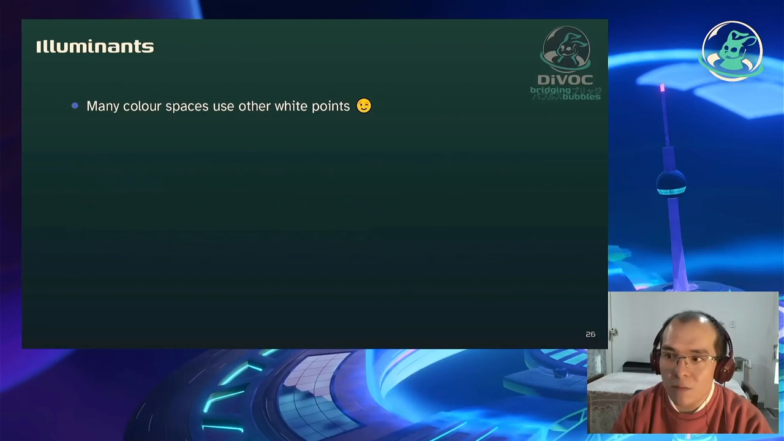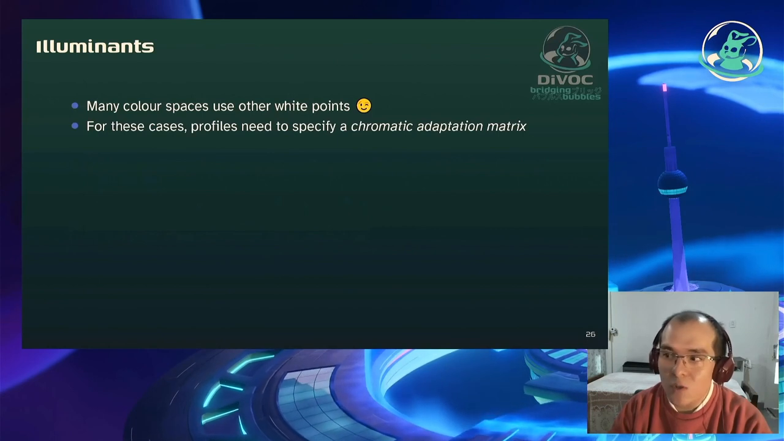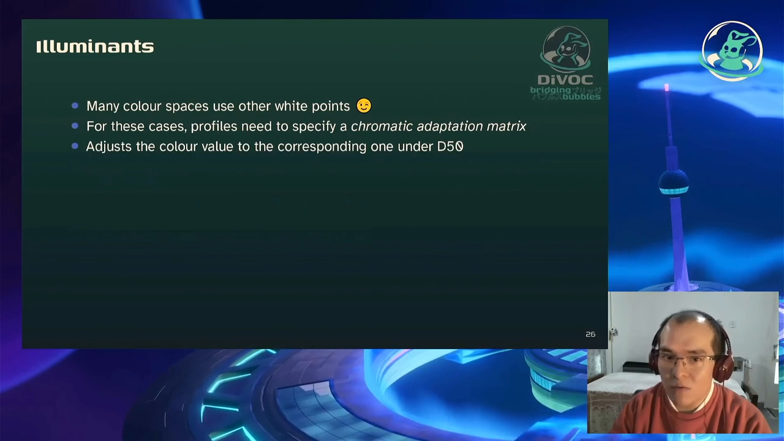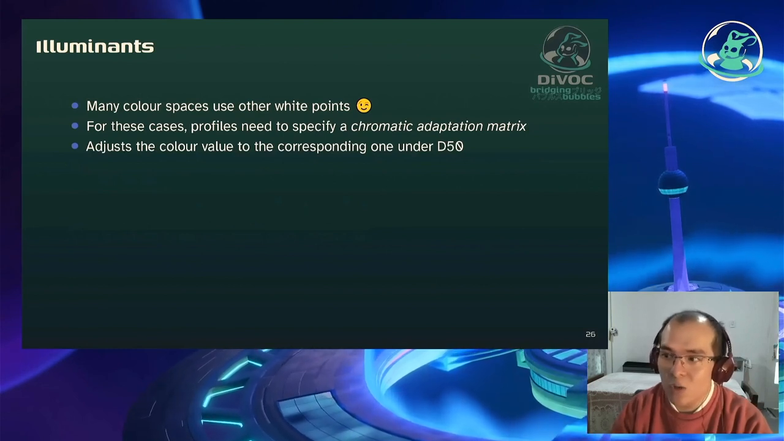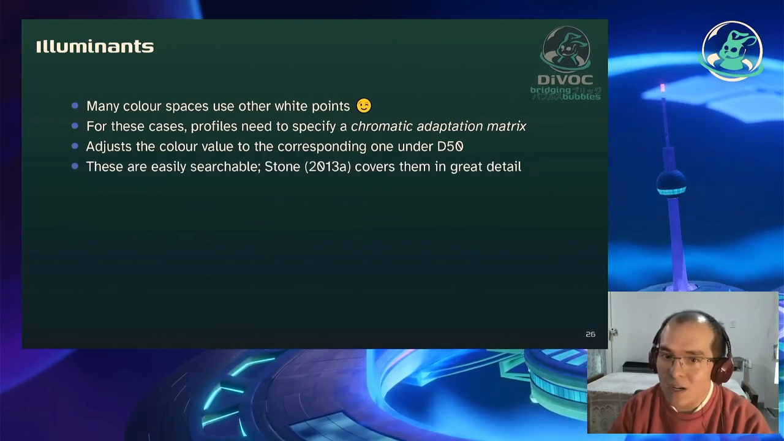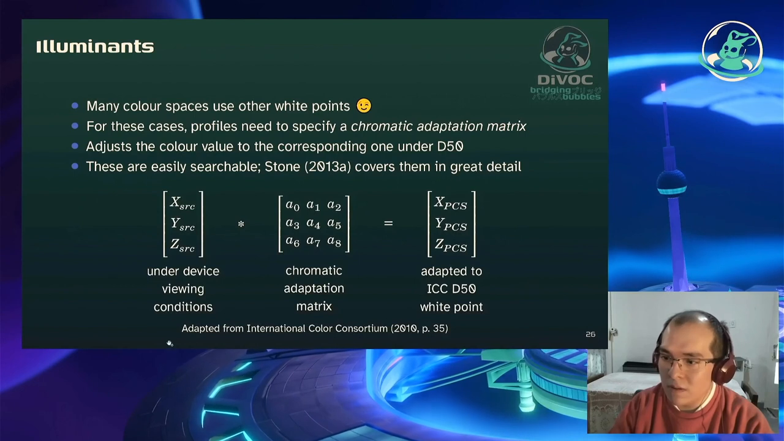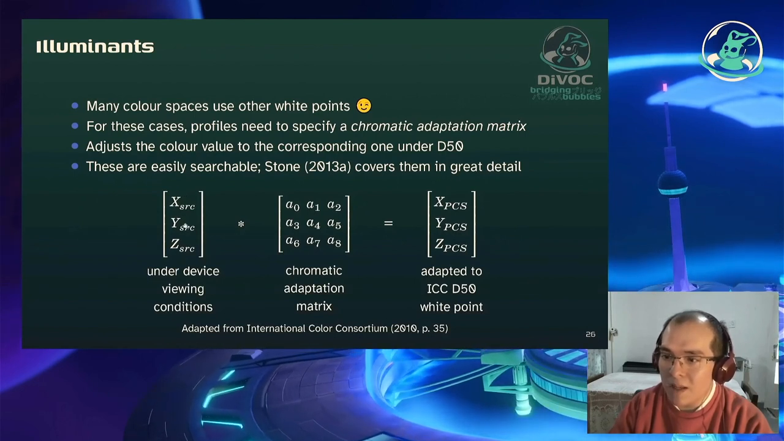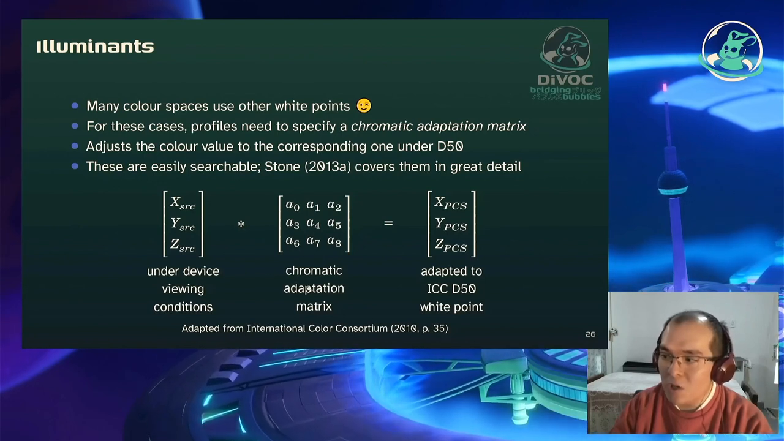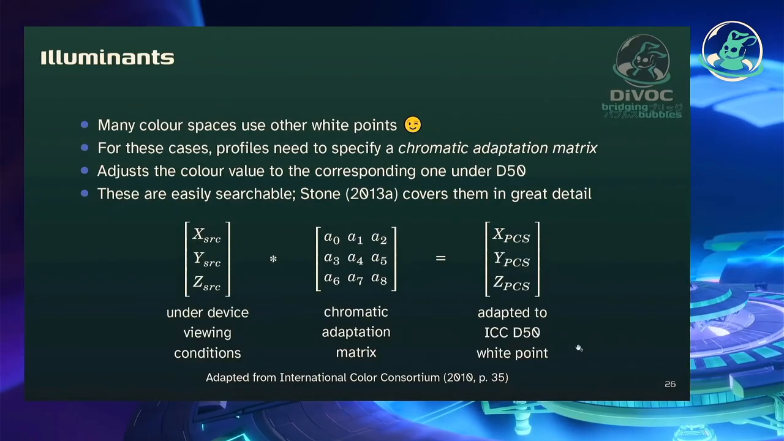But as you may be expecting, many color spaces like YCbCr use other white points. For this case, we need to specify what is called a chromatic adaptation matrix that adjusts the color value from the specified illuminant to the corresponding one under D50. These are always easily searchable online, and for instance, Lindbloom has made a lot of great research on this subject. And this is the equation that is followed. You start from the value in the PCS under the device viewing conditions, you apply the chromatic adaptation matrix, and you end up with the final value that the ICC expects under D50.